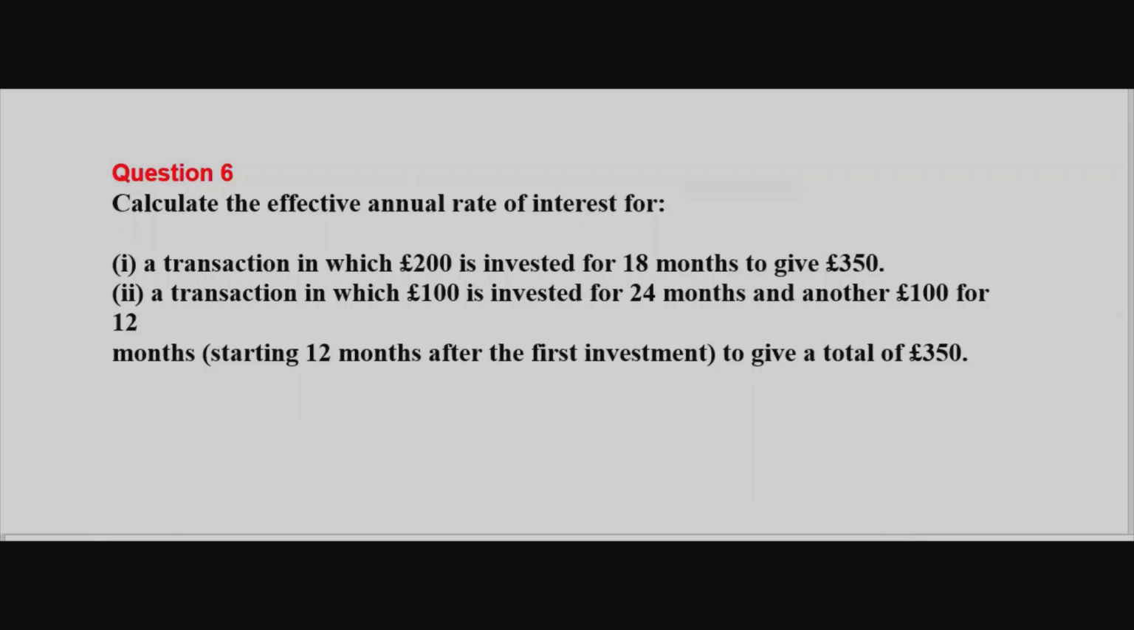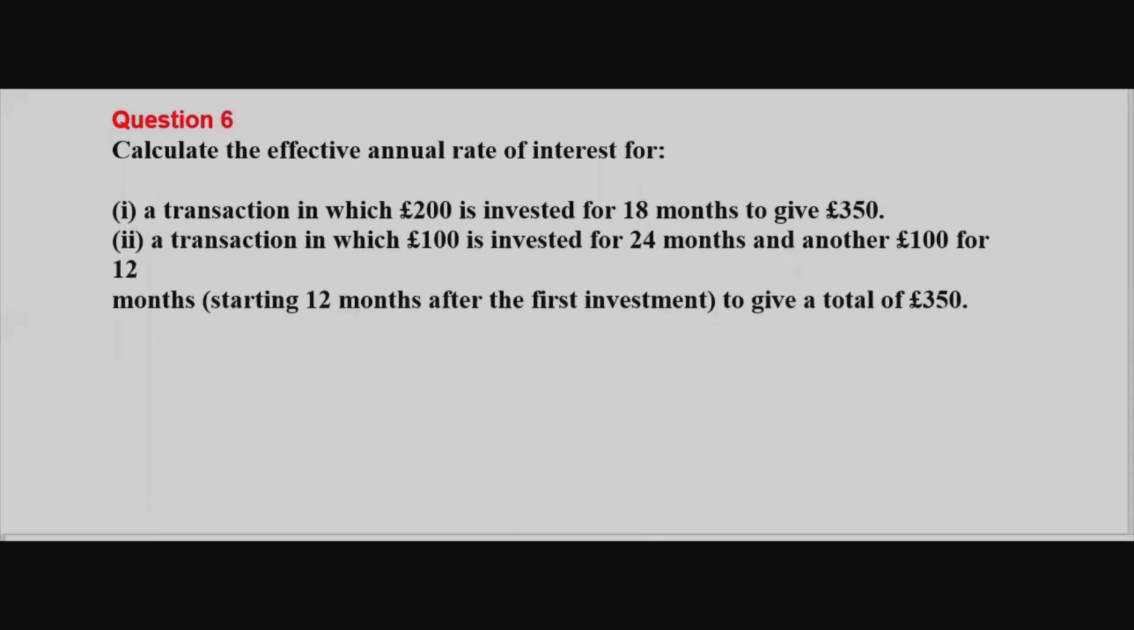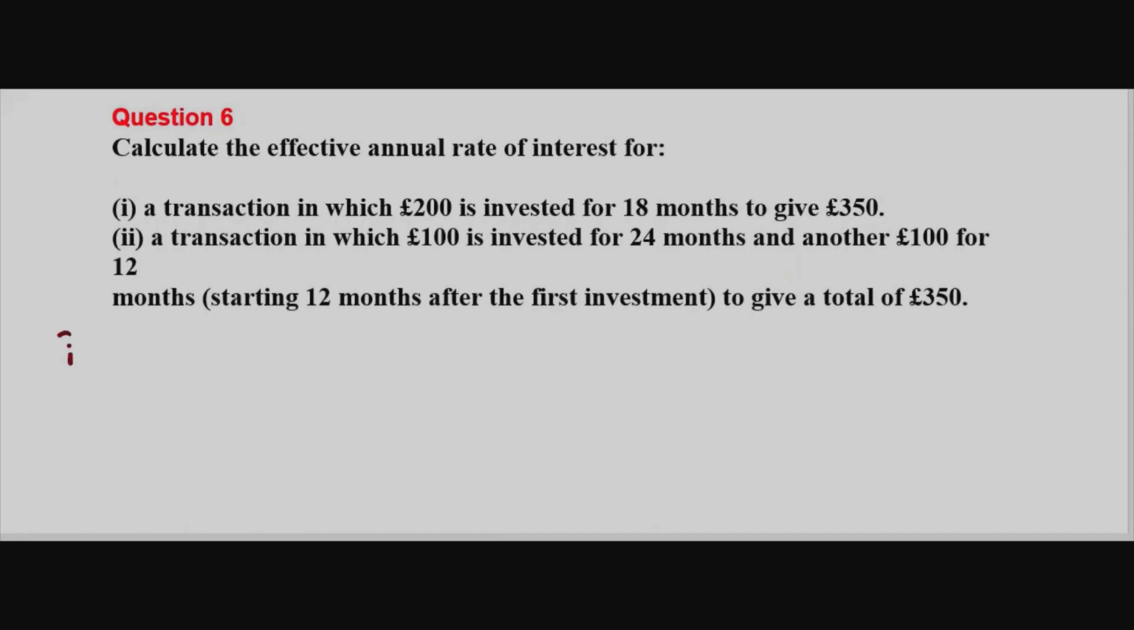Here you have to calculate the effective annual rate of interest for a transaction in which 200 is invested for 18 months to give 350. Part 2, a transaction in which 100 is invested for 24 months and another 100 for 12 months, starting 12 months after the first investment to give 350. Okay, you have to find i. Let me write part 1 here.